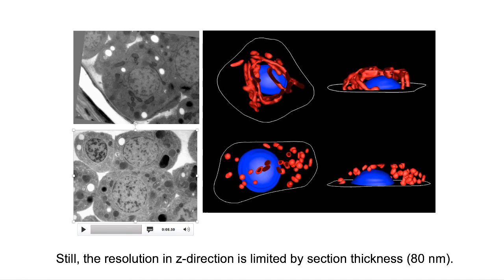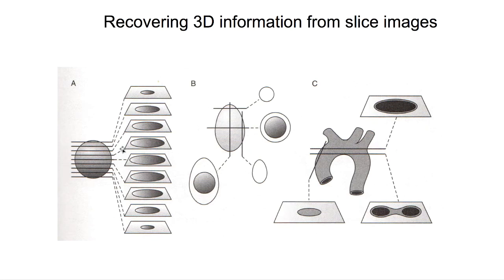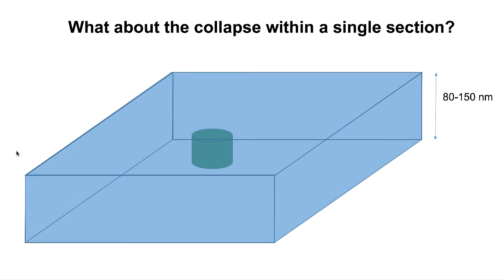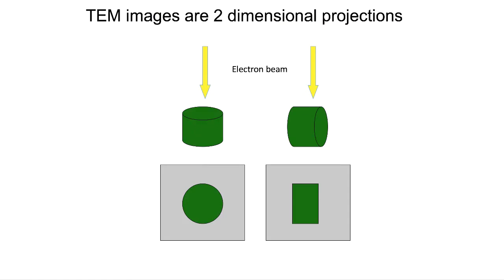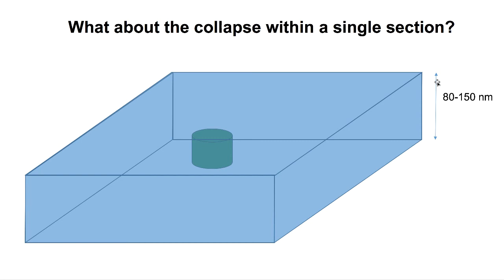So we can address the problem of two-dimensional projection of a 3D structure by serial sectioning if the object we are interested in is pretty large. But what if our structure is small and contained in one section, and we cannot cut even thinner? For example, let's say the previous column is contained in one section, which is about 80 to 150 nanometers. So there is no way we can do serial sectioning of this.